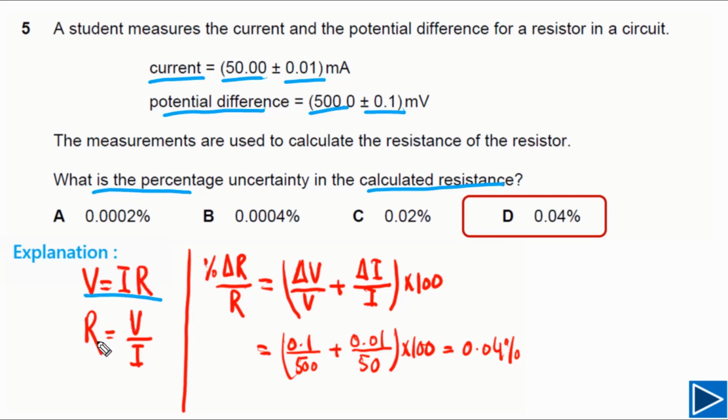V is equal to IR, so R is equal to V by I. Now you can see these two quantities are divided. So it simply means that we need to add the percentage uncertainties to calculate the percentage uncertainty in resistance. For that reason, we have divided the absolute uncertainty by the mean value of potential difference plus the absolute uncertainty in I divided by its mean value. Multiply by 100, then just simply solve this one, and this is the percentage uncertainty in resistance.